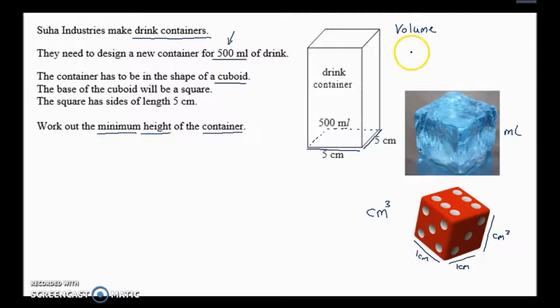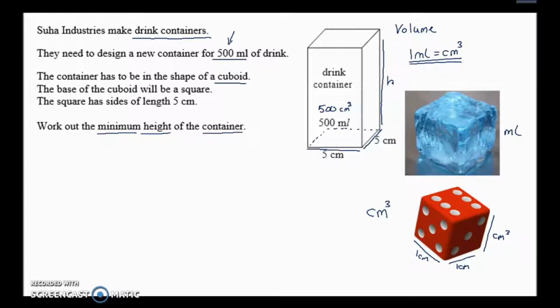So in fact, 1 millilitre is the same as 1 centimetre cubed. It's the same amount of volume, the same amount of space. So we could just say that instead of 500 millilitres, we want 500 centimetres cubed, because they are equivalent. Now that makes it easy for us to start working out the missing height. How tall can our carton be?